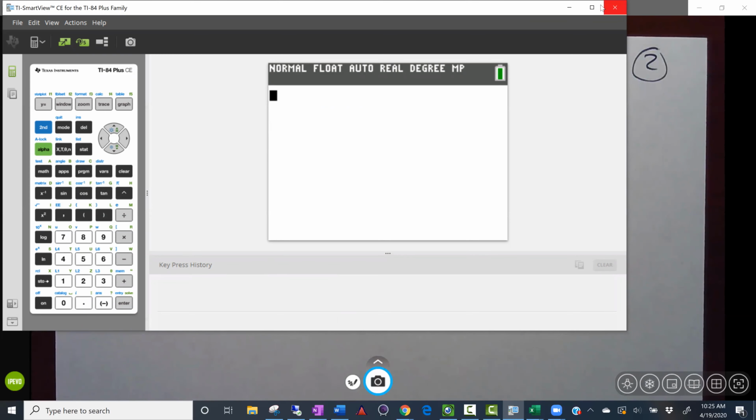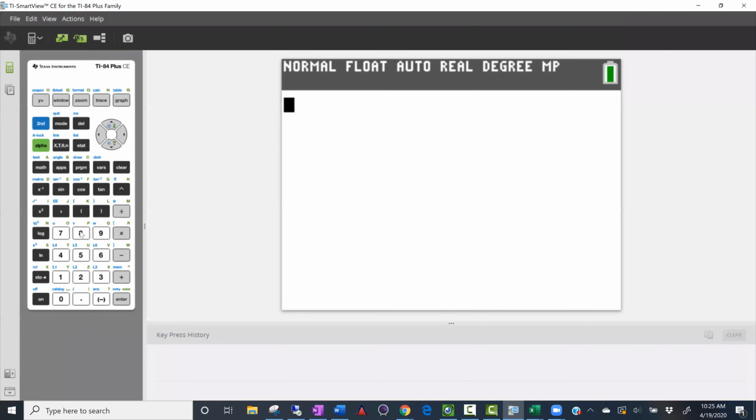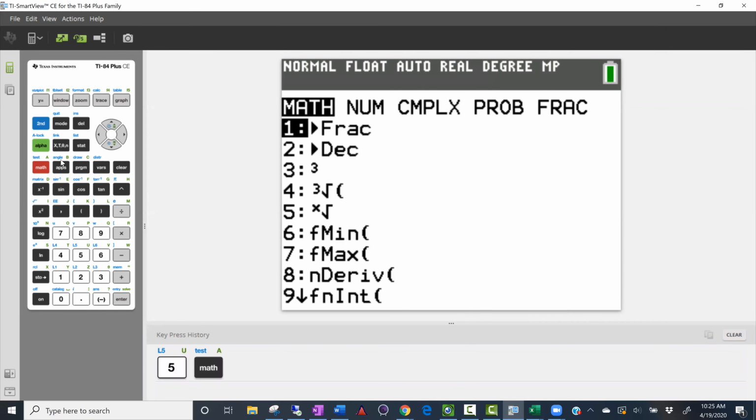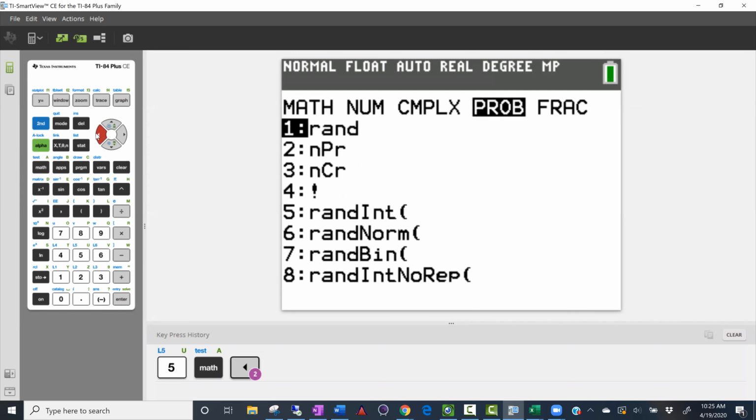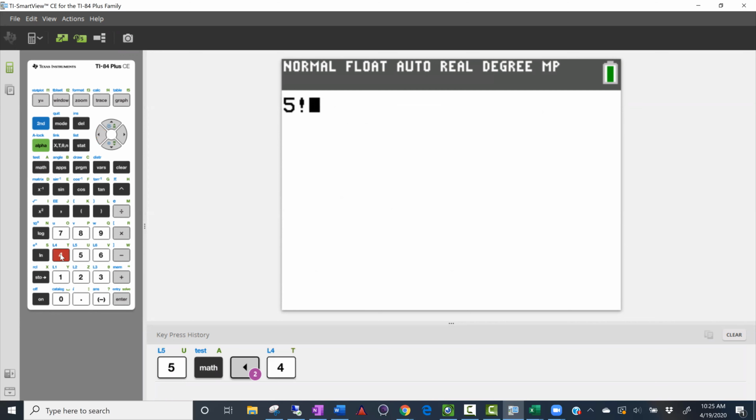So how do you do that? Well, let's type in the 5 first, and then hit the math key. You want to go over to probabilities. So you can cursor to the left twice or to the right 3 times, either one. But down there in the 4th option is your factorial. So 5 factorial should be 120, bam. But wait, it gets even better.